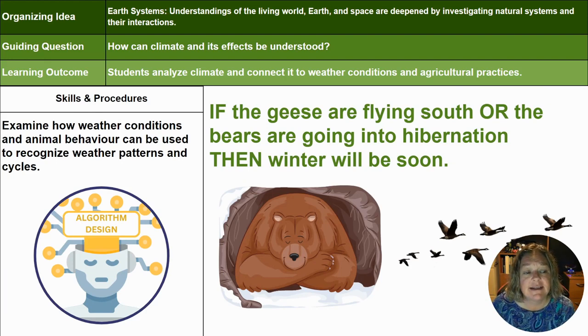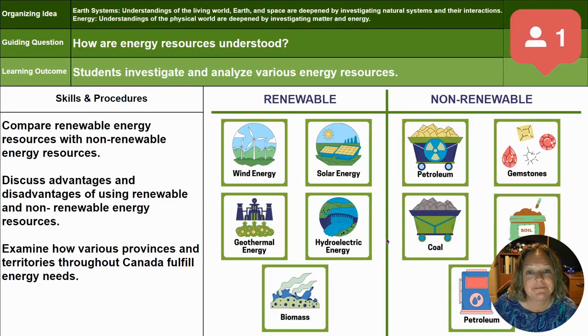Examine how weather conditions and animal behavior can be used to recognize weather patterns. Here's an opportunity to do some simple algorithm design while we're also learning about migration and weather patterns and animal cycles. And so asking students just to come up again with some simple sets of instructions. Can you tell the bear what to do when winter comes? What instructions would you give a bear that doesn't know how to hibernate? Or what instructions would you give the geese? They don't know what to do. And so we're learning about those animal behaviors, but we're also diving into our computer science.